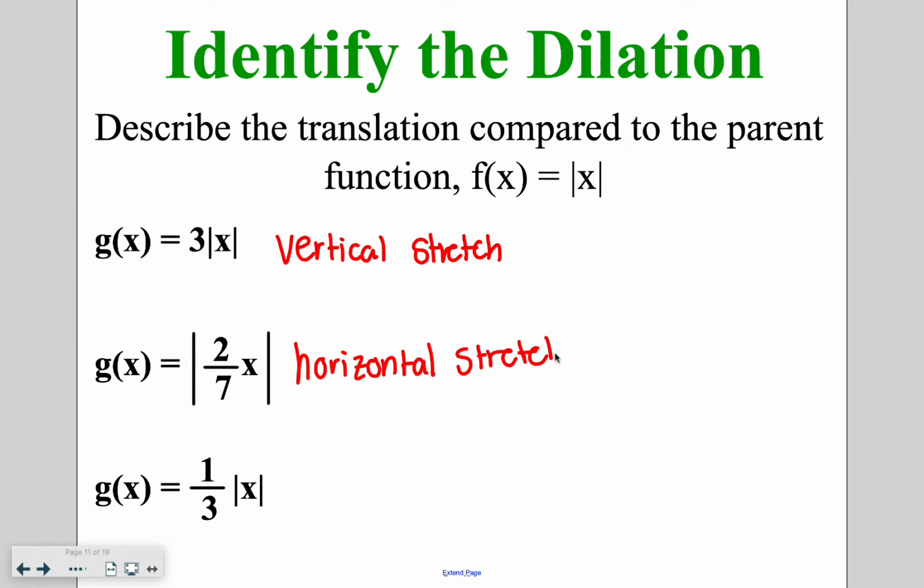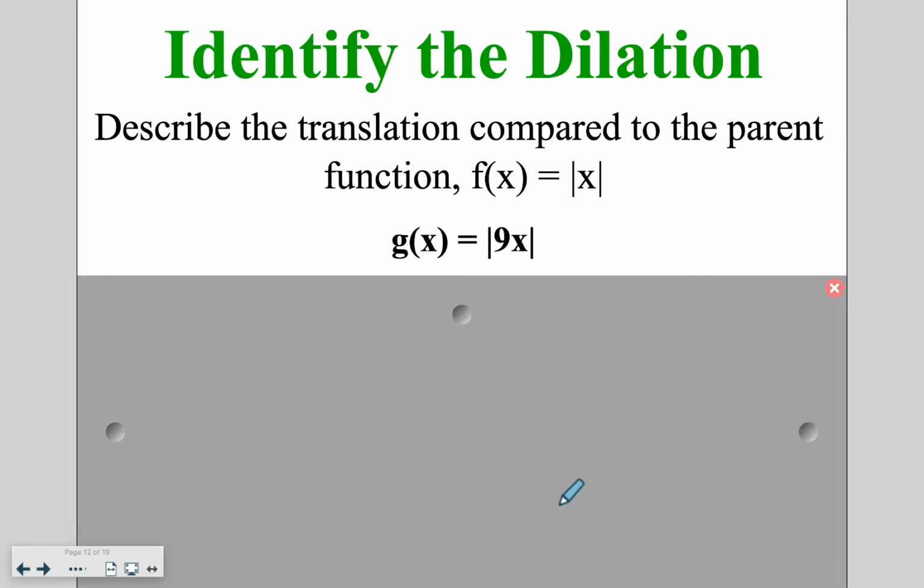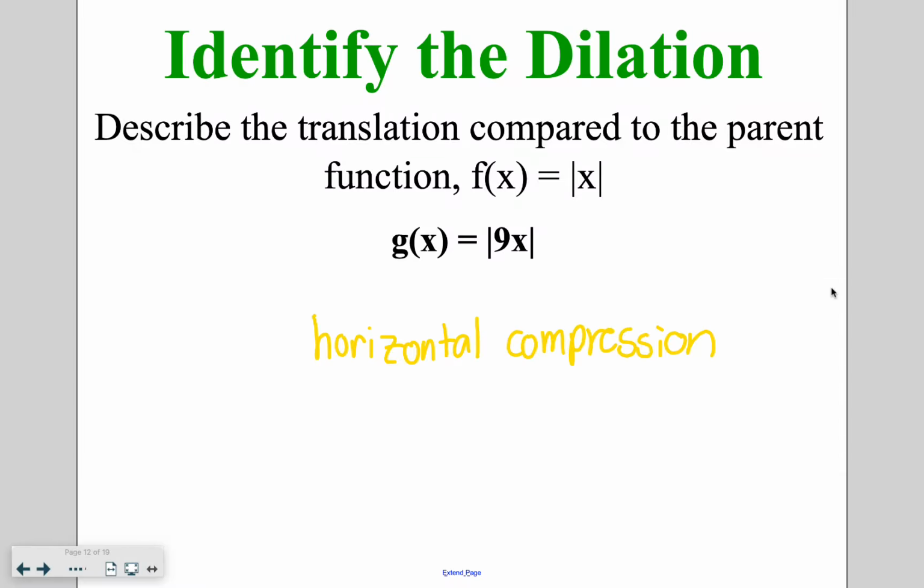And then because it is a fraction, so it is between 0 and 1, this is going to illustrate a horizontal stretch. Then for this last one, I've got a fraction, but is now on the outside, which tells me I'm moving back to vertical. And then a fraction or something less than 1 outside of the bars tells me it is a vertical compression. Go ahead and try this one on your own. Inside the bars, multiplying by a value greater than 1 is going to be a horizontal compression.